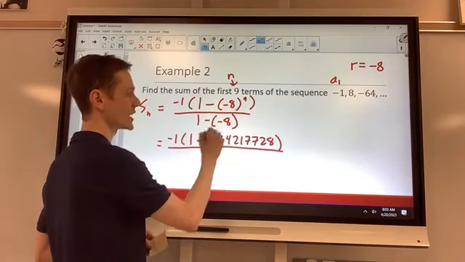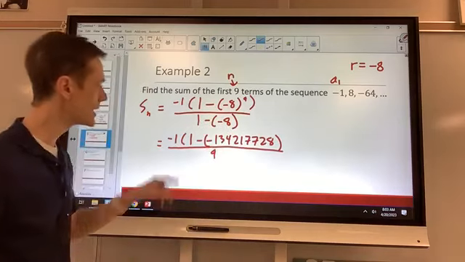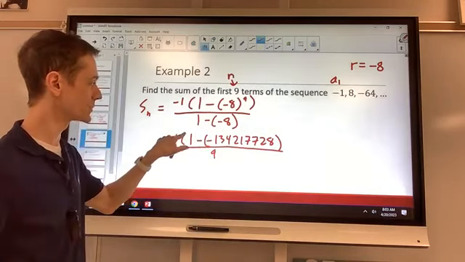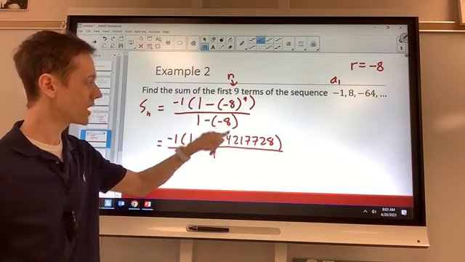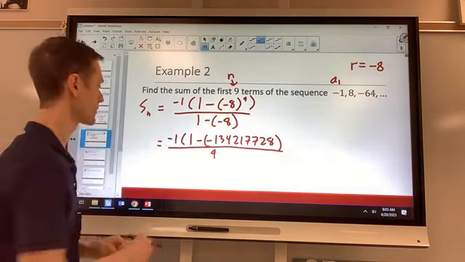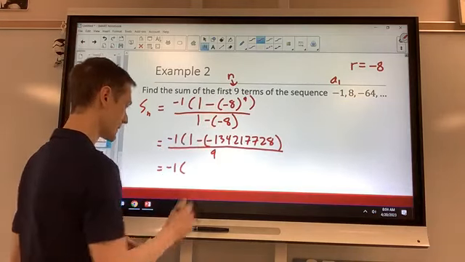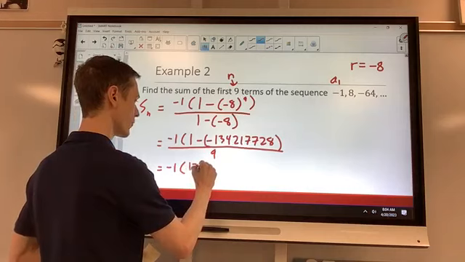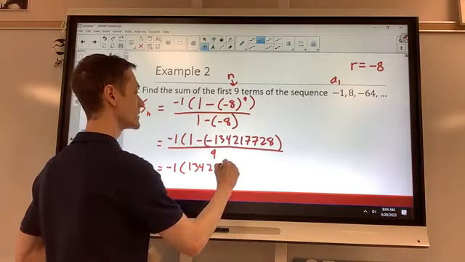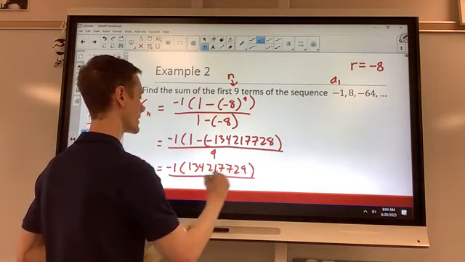On the bottom, when you subtract a negative, that's just the same as adding, so I can make this 9. Now right here, I'm trying to avoid doing too much at the same time, but I just have 1 minus a negative number. So again, I can just think of this as 1 plus this number. So I'm going to write this as negative 1 times, and then this will end up being 134217729 divided by 9.